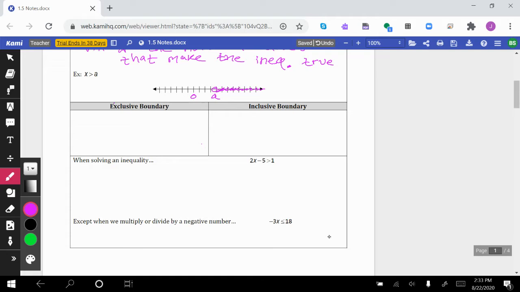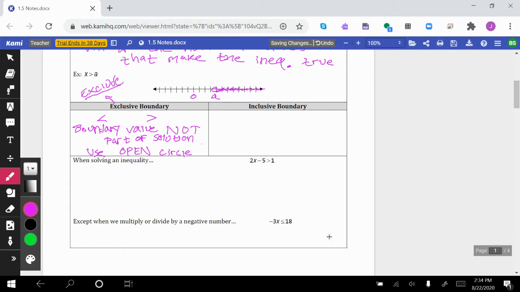So we have exclusive boundaries. We have that word in there, exclude, so it means does not include. Exclusive boundaries are our less than and our greater than. In this case, the boundary value is not part of the solution. And as we saw in our examples above, when we have greater than or less than with no line underneath it, we use an open circle.